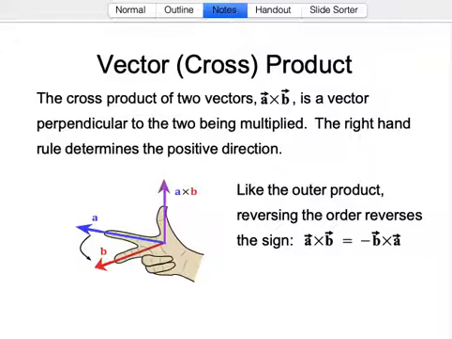The third vector product we're going to look at is the vector cross product. The cross product of two vectors, a cross b, is a vector perpendicular to the two being multiplied. The right-hand rule determines the positive direction. So if we put our index finger along a and our middle finger along b, then our thumb points in the direction of a cross b. And like the outer product, reversing the order reverses the sign. a cross b is equal to negative b cross a.